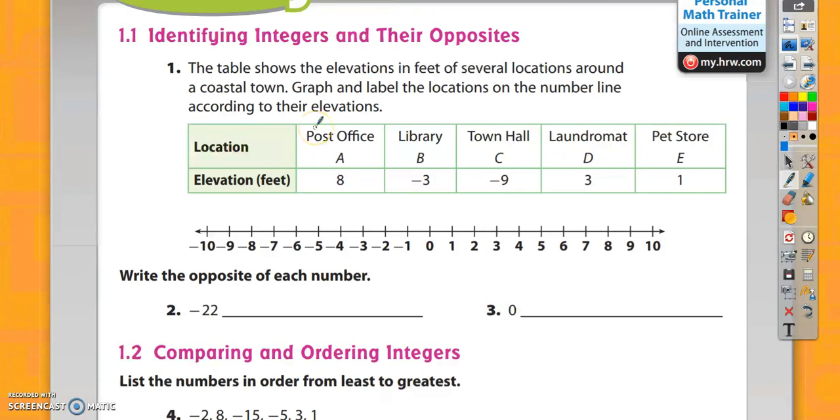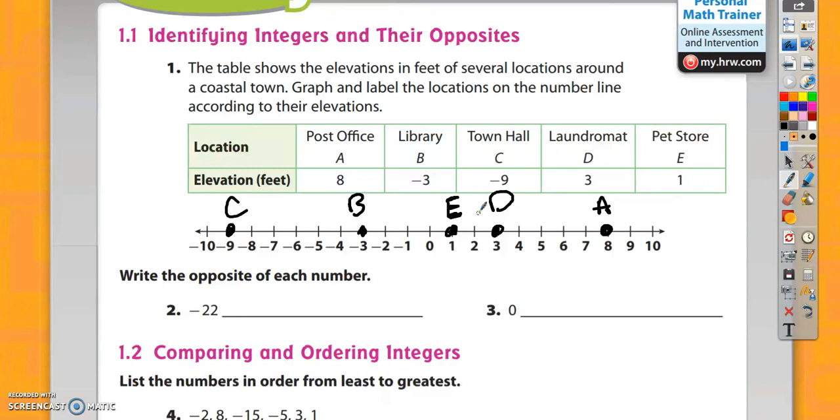The post office is at +8, so I'm going to put an A there. The library is at -3, I'll put a B there. Town hall is at -9, I'll put a C there. The laundromat is at +3, I'll put a D there. And the pet store is at +1, I'll put an E there. That's all I had to do for number 1.